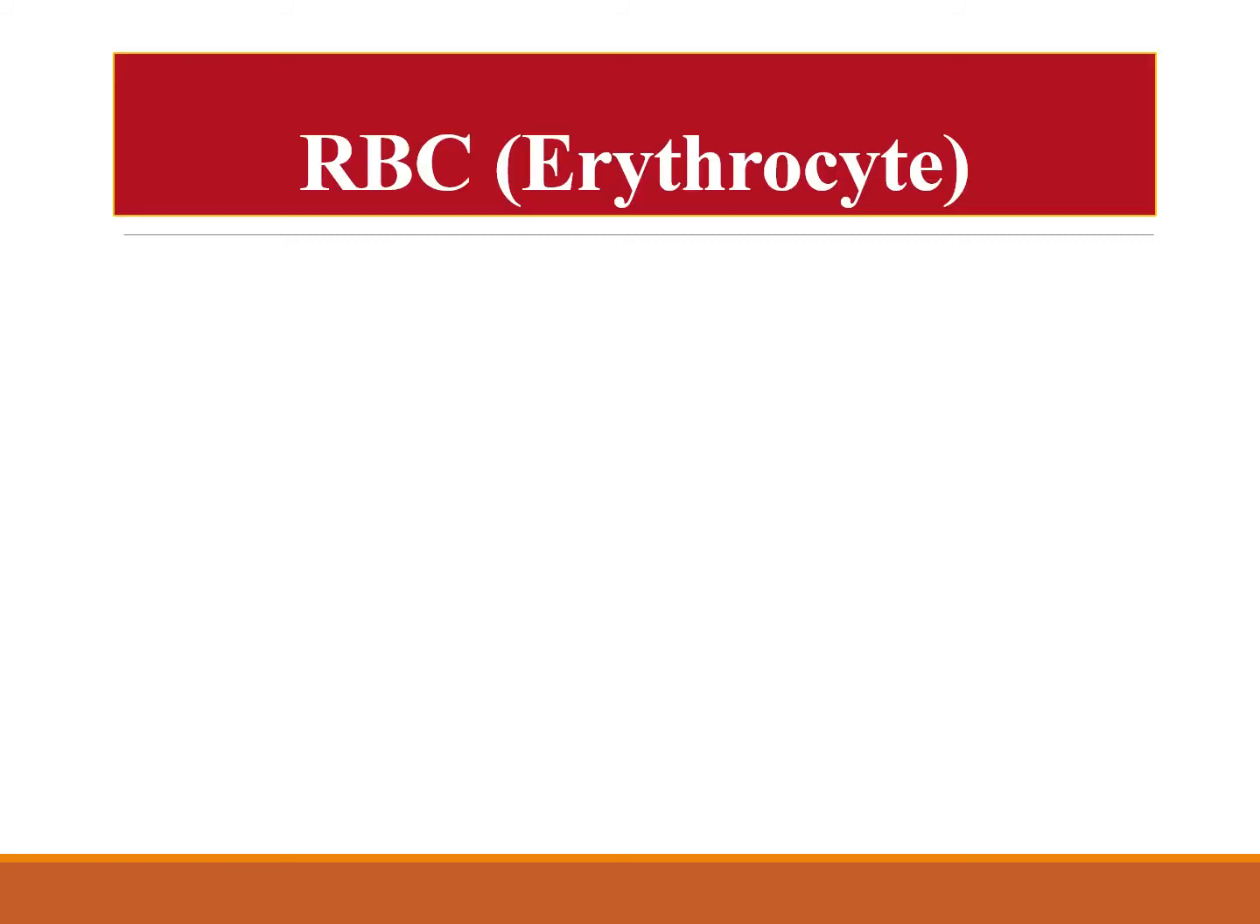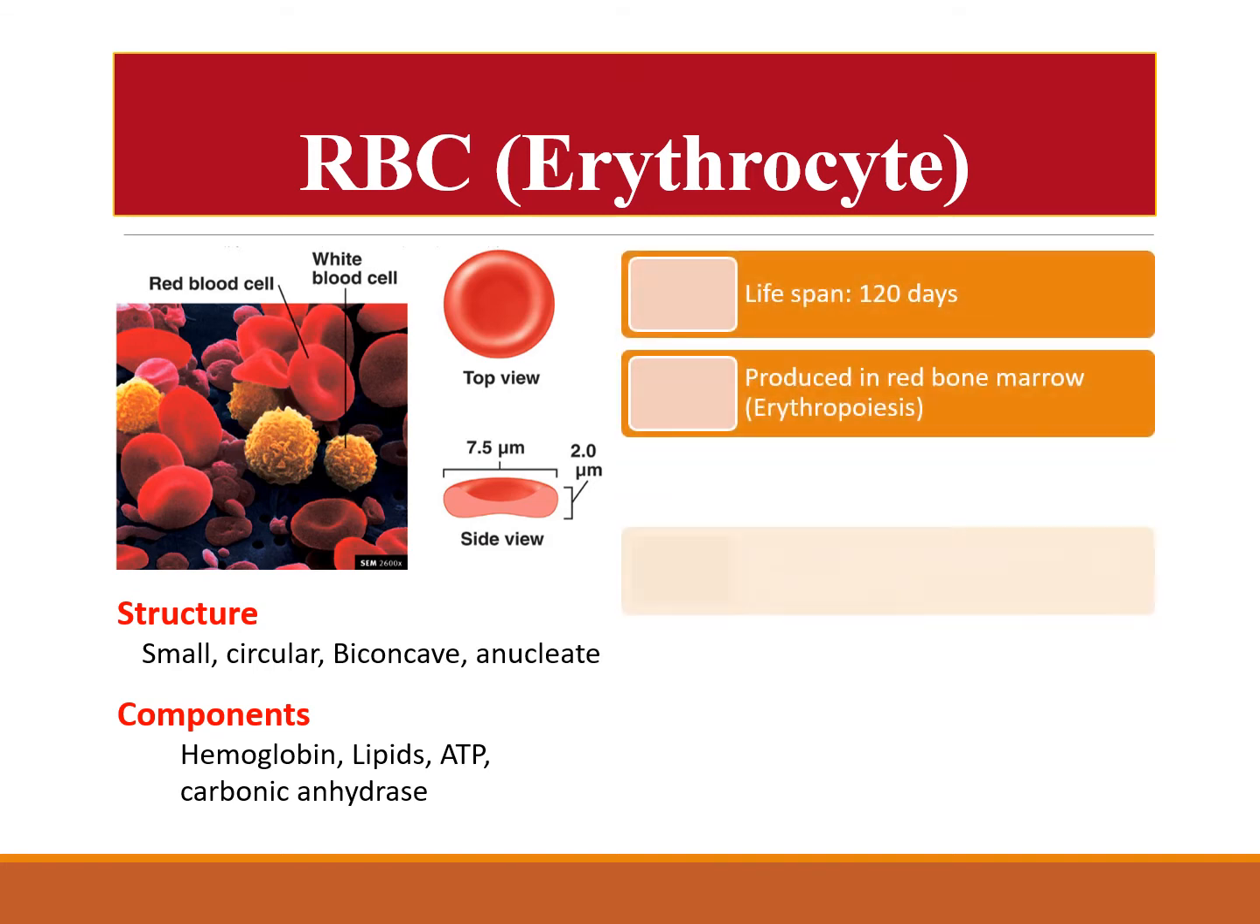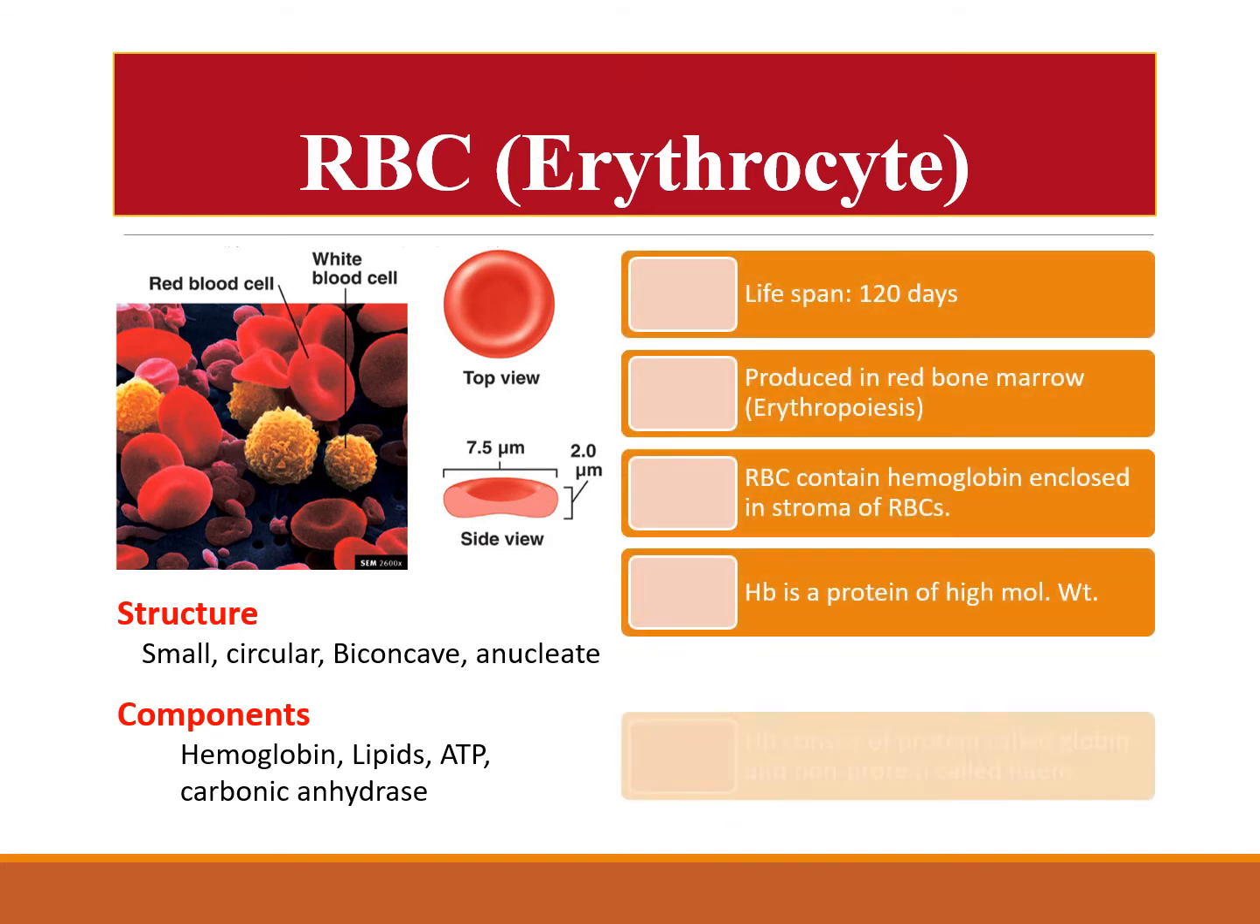RBC, also called as erythrocyte. You can see here the top view and the side view of RBC. Now structure: small, circular, biconcave, anucleate, and its components are hemoglobin, lipids, ATP and carbonic anhydrase. Now the lifespan of RBC is around 120 days.